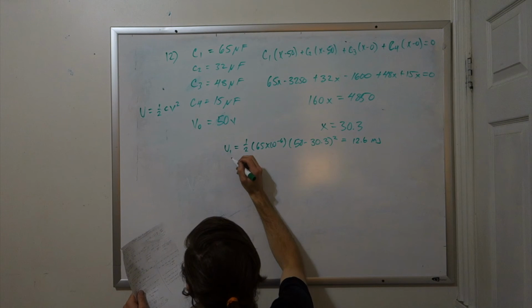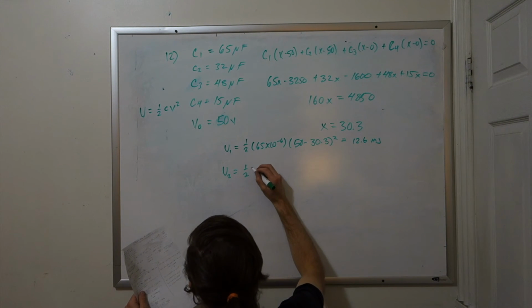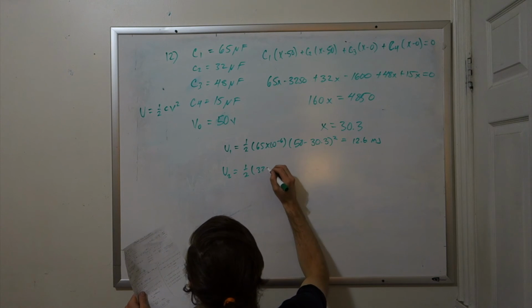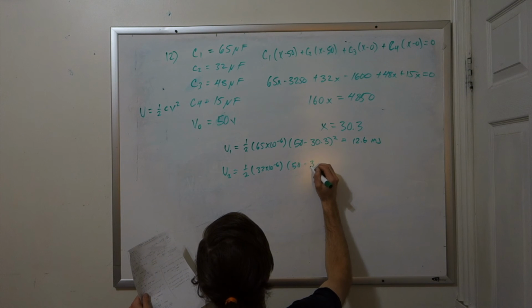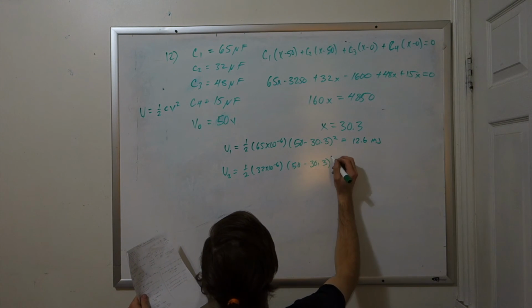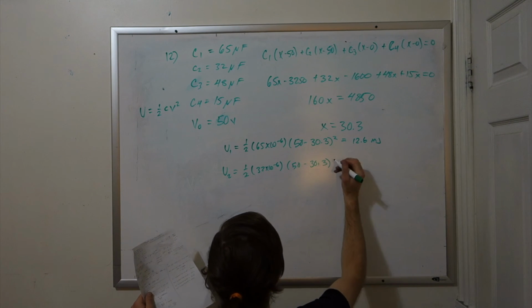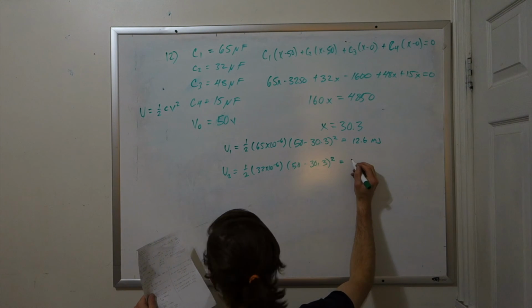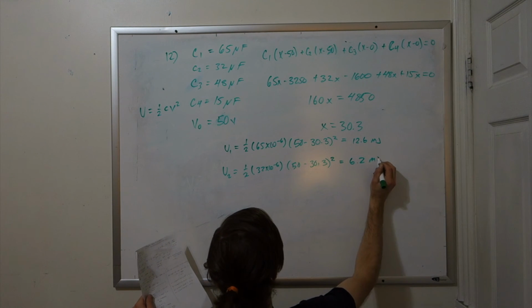And then this is 1, 2. Oh, why not? I'll just do all of them. 32 times 10 to the negative 6 times 50 minus 30.3. And you do this because they are in parallel together, and because they use up more of the voltage faster. 6.2 joules.